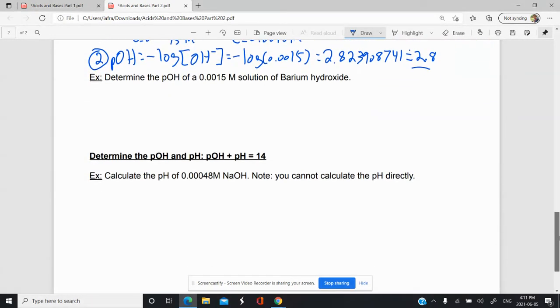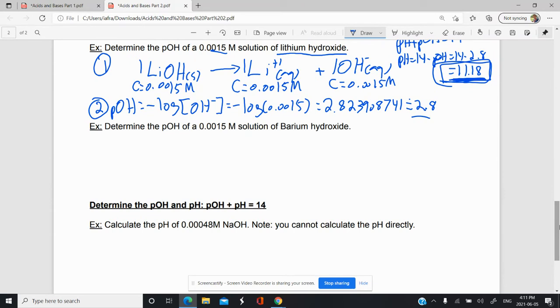So let's go ahead and try this next example out over here. We have: determine the pOH of a 0.0015 molar solution of barium hydroxide.